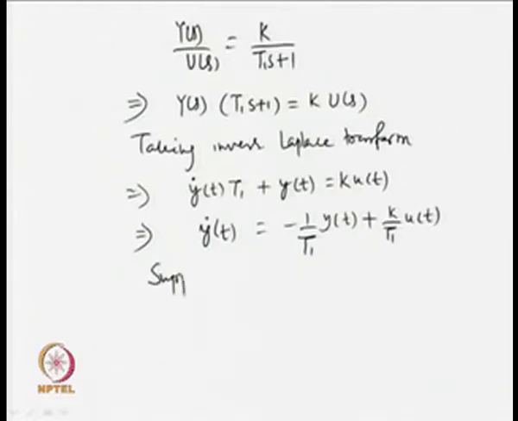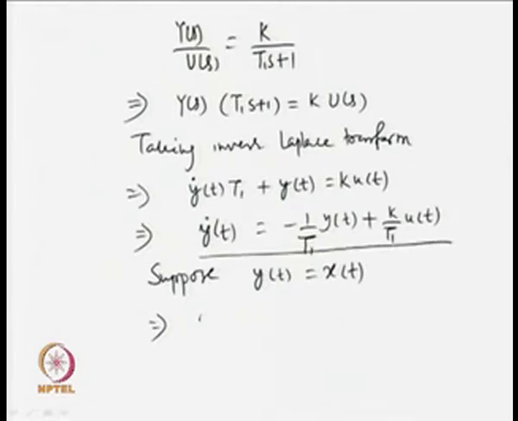Suppose y t is equal to some state variable x t. In that case, the dynamic equation can be written in the form of x dot t is equal to minus 1 upon T 1 x t plus K upon T 1 u t.